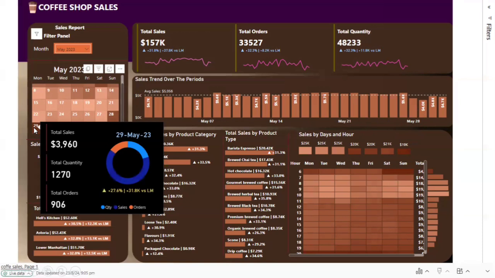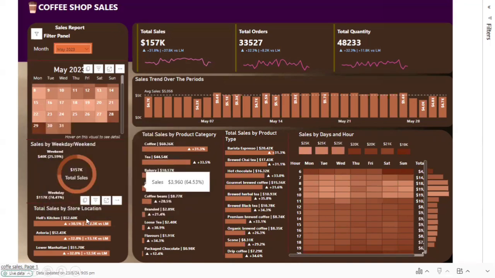But it is the lowest day for the whole month. Compared to last month's 29th, we have an increase of over 27.6% month on month, and a 31.8 thousand increase in sales compared to the same day last month. And as usual, there is not much difference between weekend and weekday. There is not much relationship in customer behavior.